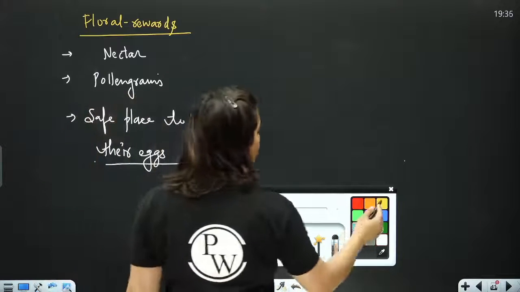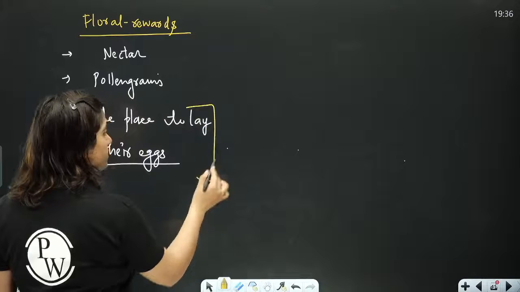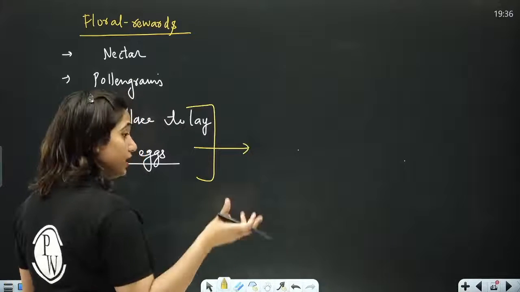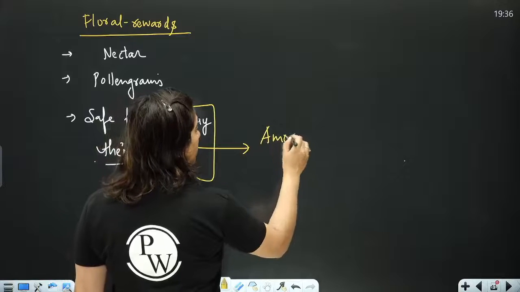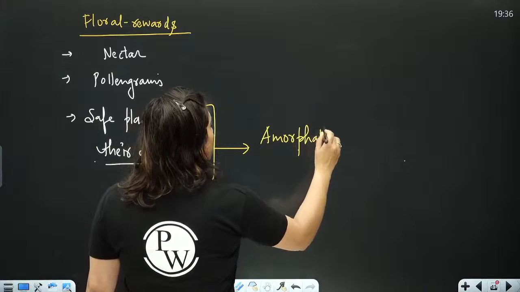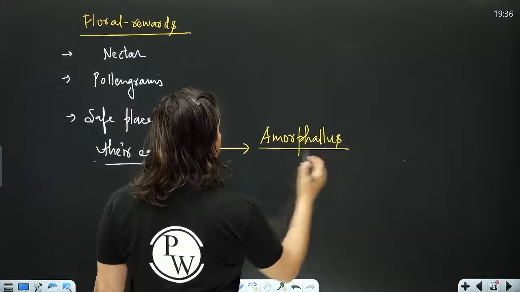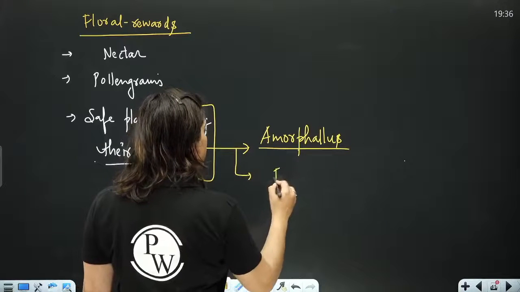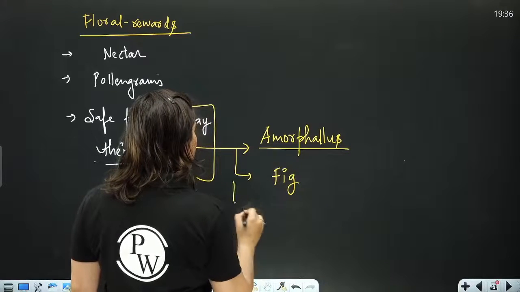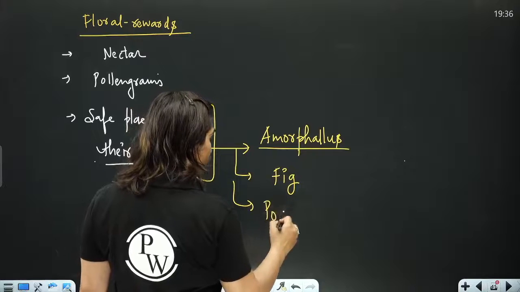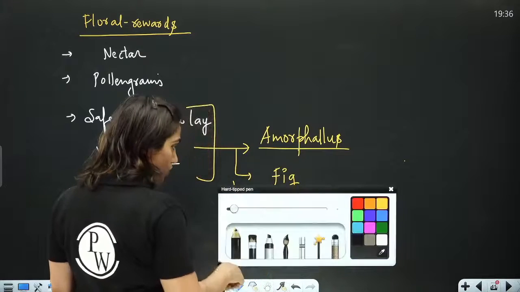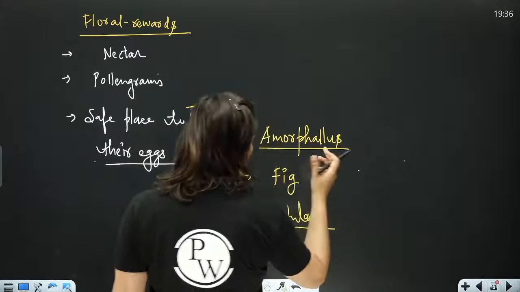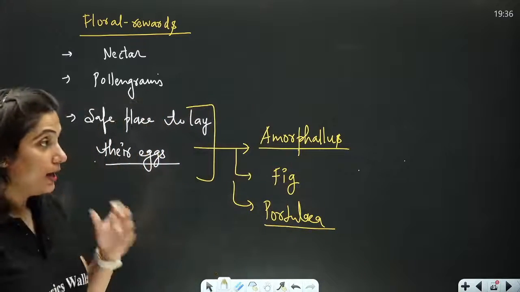And the example of this, when the insect comes towards the flower so that they get a safe place to lay their eggs, is Amorphophallus, then fig, Portulaca. These are the plants in which the insect comes to lay their eggs.